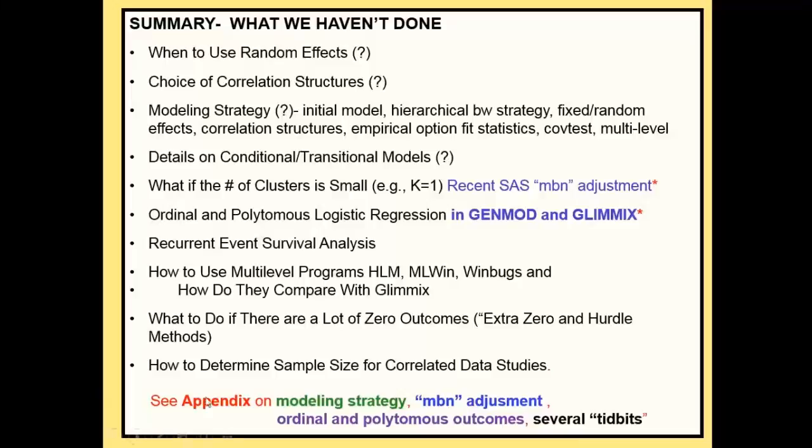Another thing we haven't had time to talk about is how to determine sample size for correlated data studies. And on Blackboard, I think it's in the lecture notes, but it might be in the course documents, I do have a paper or two that references that issue, but we didn't have a chance to talk about it, and we're not going to talk about it. Okay, but that's an issue. If you're doing correlated data, how do you decide on sample size?